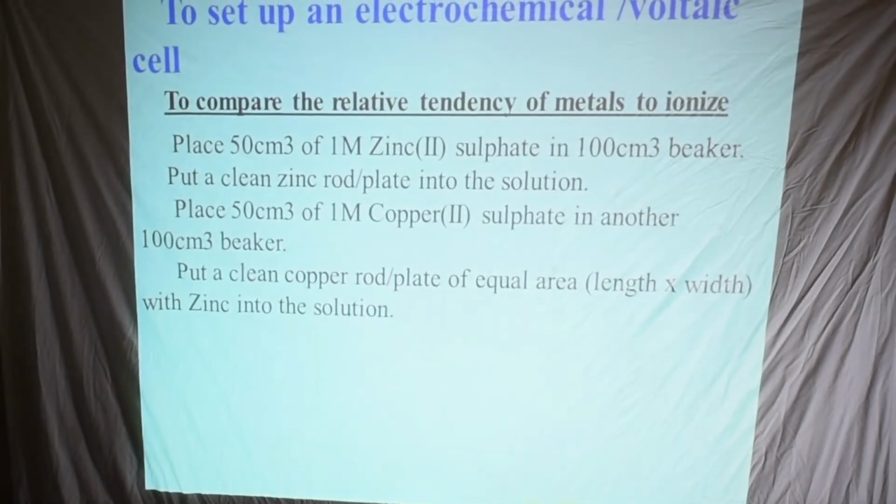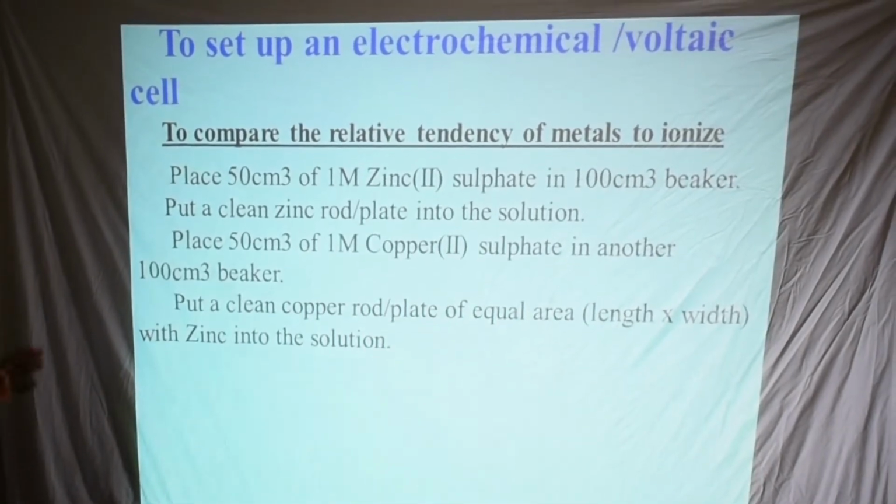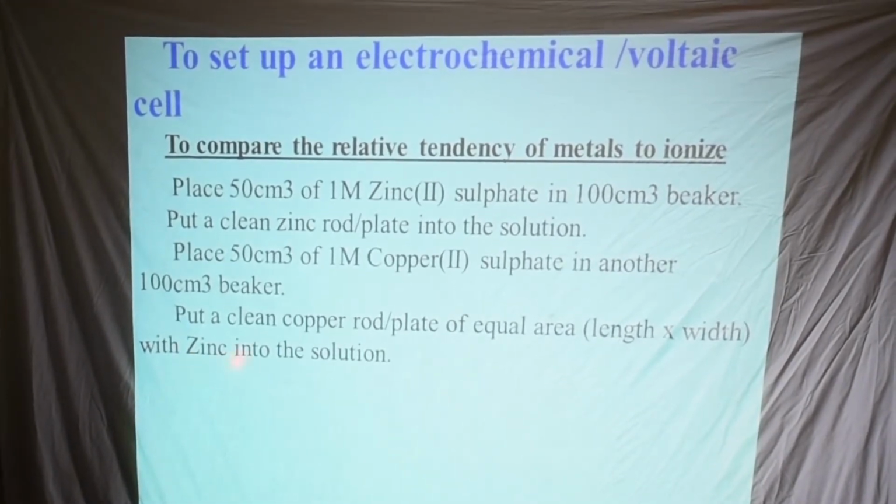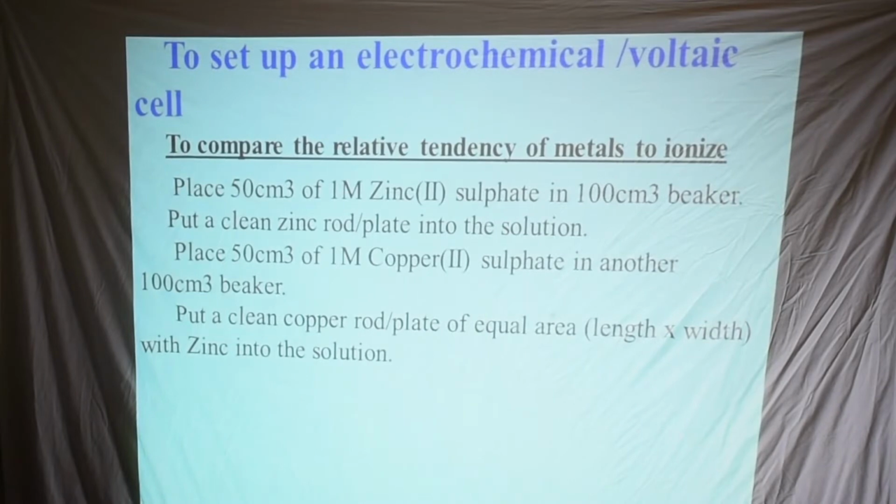Put a clean copper plate of equal area, length, and width. With that, the zinc rod and the copper plate should be equal. There is a reason why they should be equal.